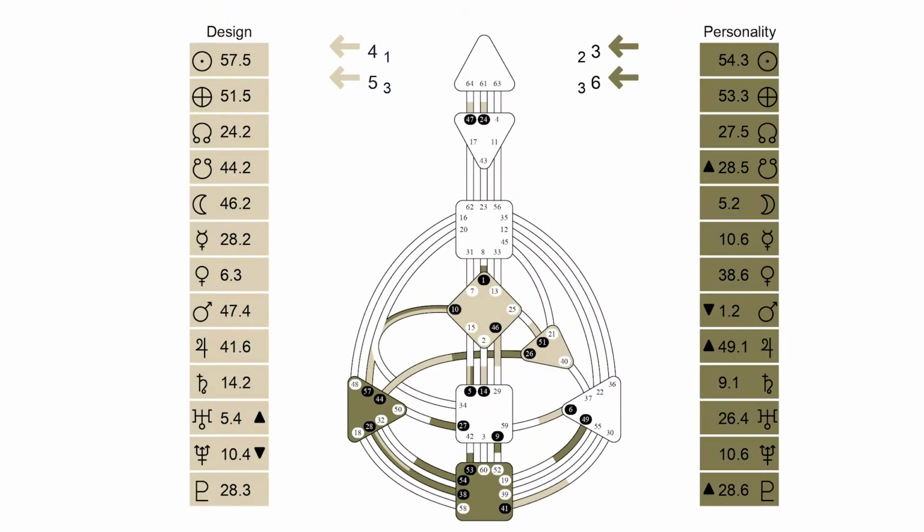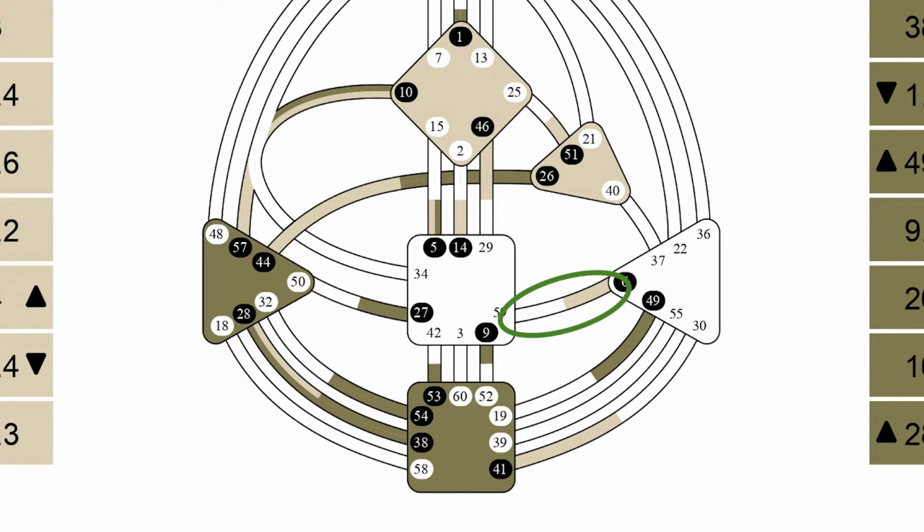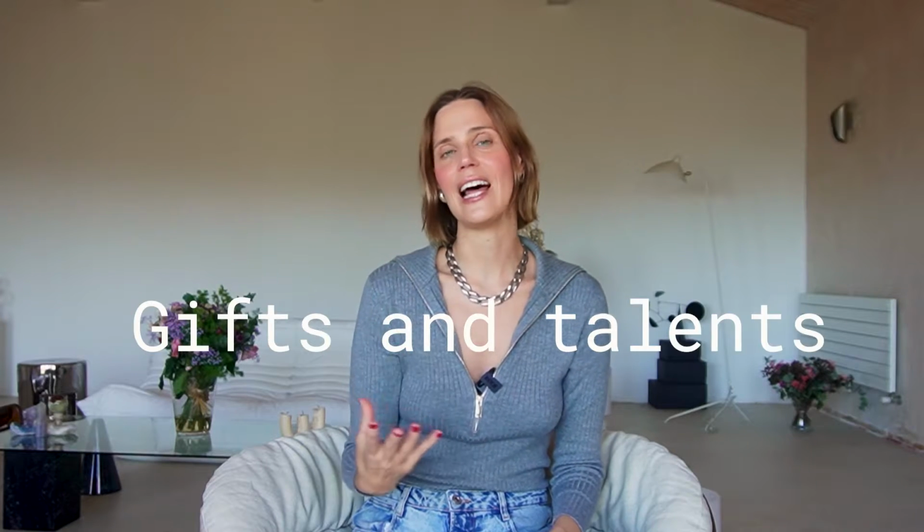And so when two gates come together, they form a channel, and there are 36 channels within the human design system, and they will explain on a deeper level how these energies connect through electromagnetic pulsations. And so what we're going to see is that in your chart, you might have gates and you might see channels, and they will inform the different gifts and talents that you have within you.